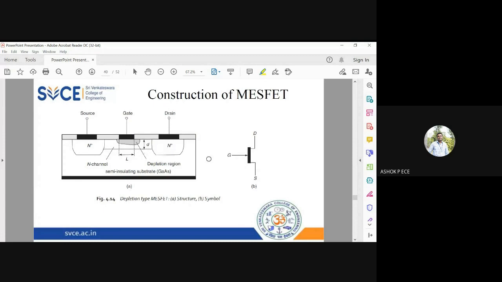This is the symbol for the gallium arsenide depletion MESFET. When you have a depletion device, you draw a dark, thickened line for the depletion MESFET, the D MESFET.